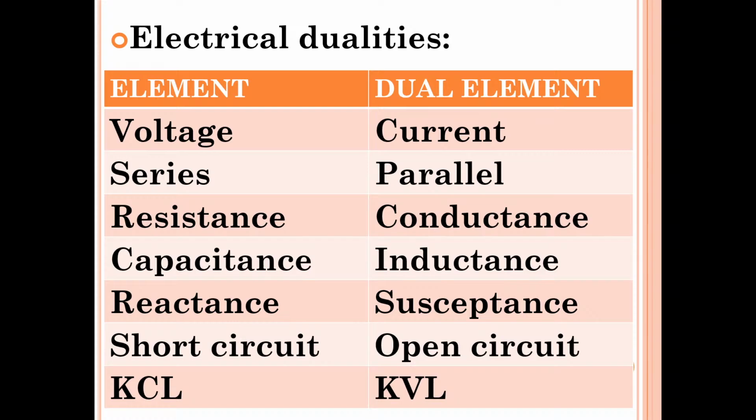So just write down the dual elements. You just copy down this table. Based on this table, we will solve two numerical problems. They are just diagrammatical problems, meaning there will not be any equations here. Simply a circuit will be given. We will replace that circuit with its dual circuit. That's it. It's a very simple concept. If you complete, just inform.